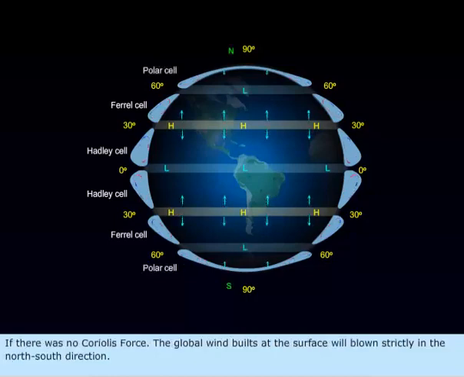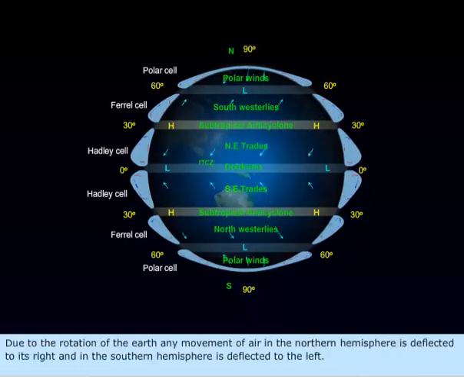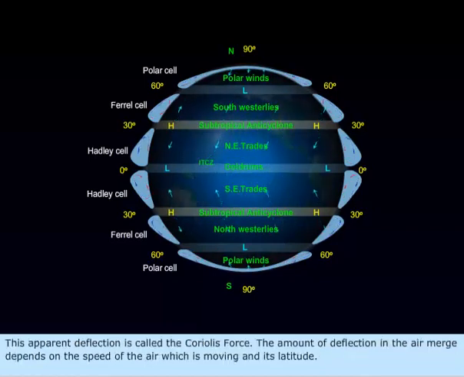If there was no Coriolis force, the global wind belts at the surface would blow strictly in the north-south direction. Due to the rotation of the Earth, any movement of air in the northern hemisphere is deflected to its right, and in the southern hemisphere is deflected to the left. This apparent deflection is called the Coriolis force.